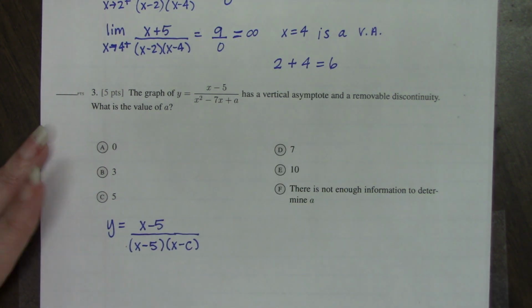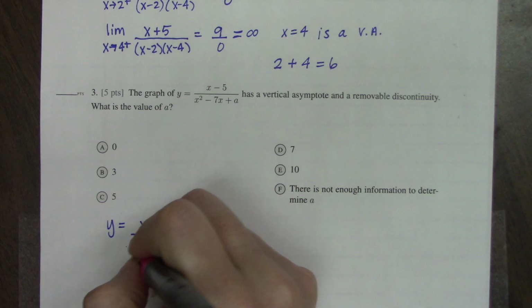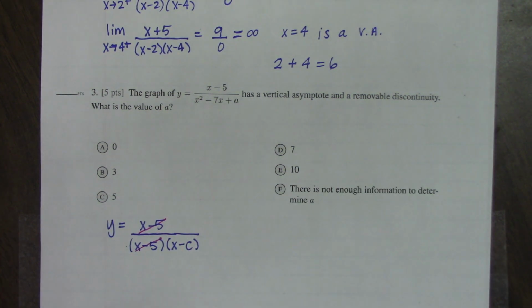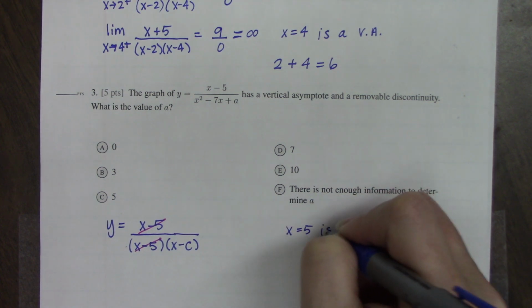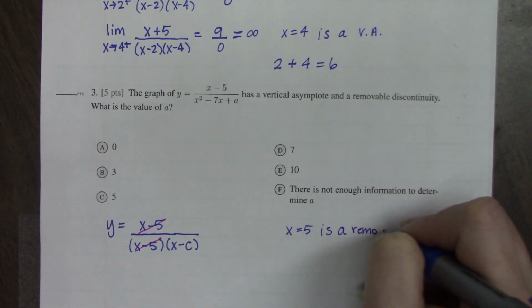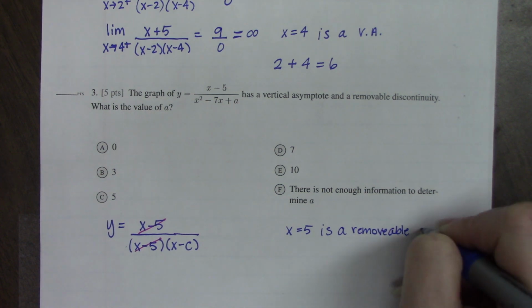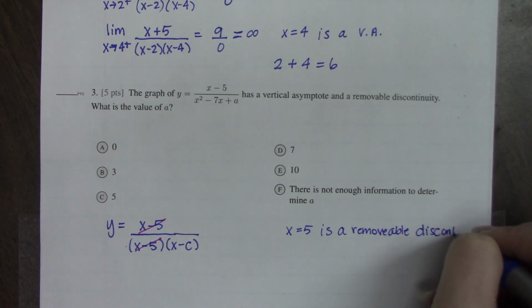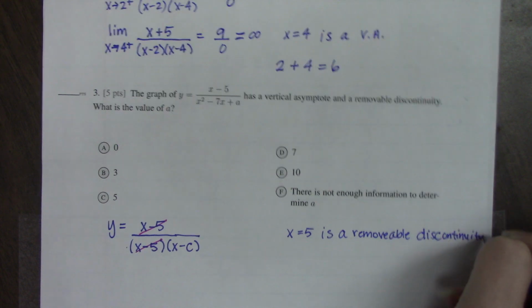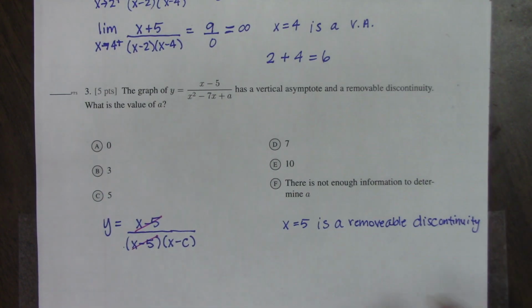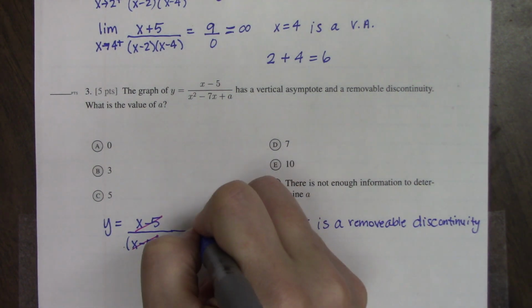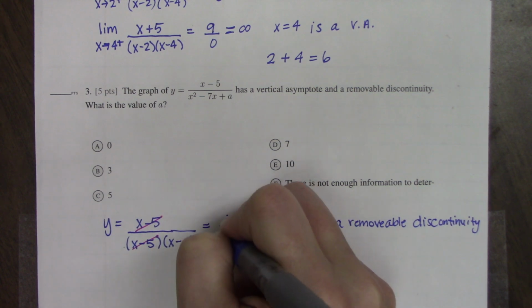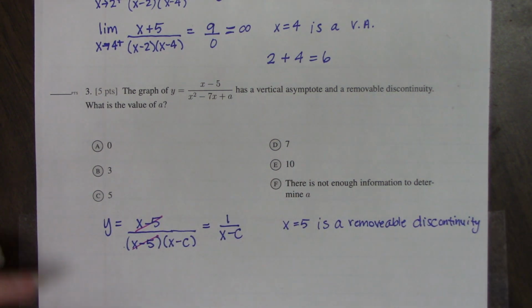That will indeed cancel our x minus 5. And we can say that x equals 5 is a removable discontinuity. So remember here, you have to show in your work that you have found both of the conditions that were set in the problem. So this simply leaves us with 1 over x minus c. So I have to figure out what c is.